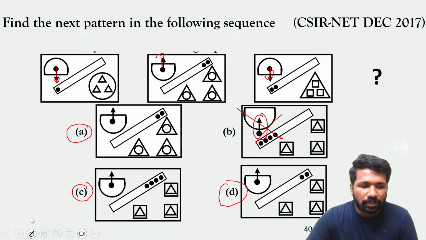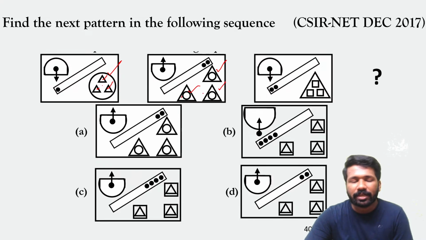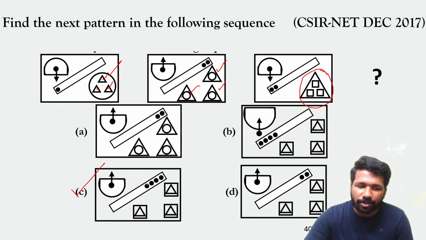And what else? Look at this, a circle and there are 3 triangles inside. So the triangles were inside the circle. In this, the triangle is outside and the circles are inside the triangles. So the circles and triangles positions are interchanged. Inside, outside, that is interchanged. So here triangle and square. Triangle, inside there are 3 squares. So in the next image, squares, inside there should be 3 triangles. That is also satisfied in option C.